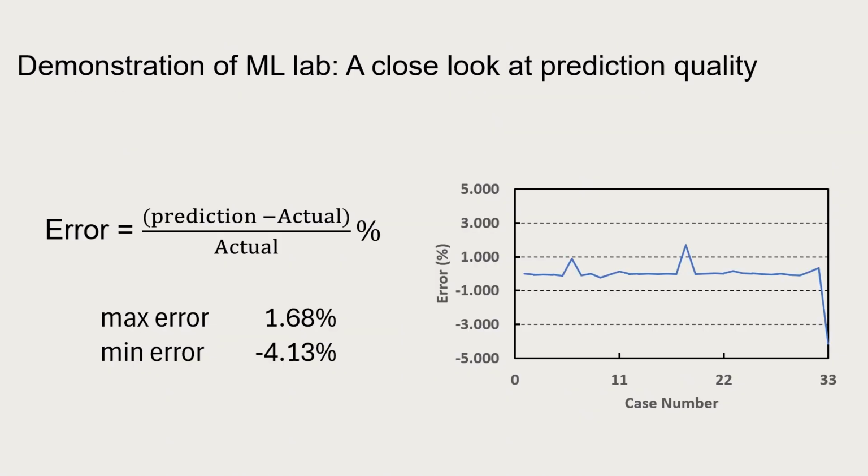And then I got the new prediction and compared it with the original data prediction, and I calculated the errors. These are the errors calculated for different outputs, and you can see that the maximum error is around 1.7%, and the minimum error is negative 4%, which means that the maximum error will overpredict by 1.7% and the minimum error will underpredict by 4%.